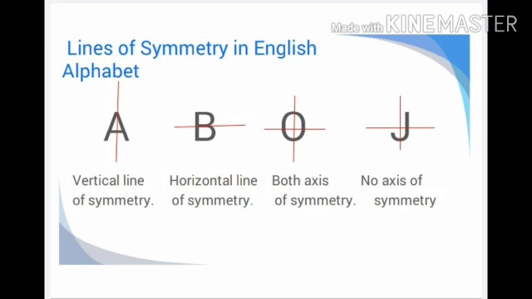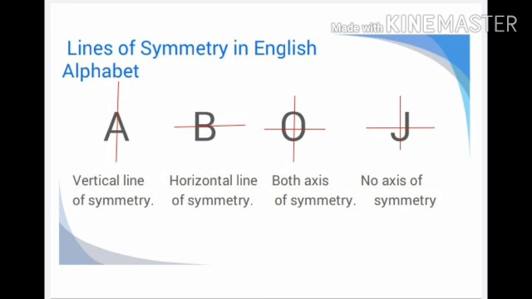Next, let us see lines of symmetry in the English alphabet. In the English alphabet there are different numbers of lines of symmetry. Here I've taken 4 examples to explain to you the position of the line of symmetry. First I have taken alphabet A. Now you can see in alphabet A the line of symmetry is in vertical position. So it is a vertical line of symmetry.